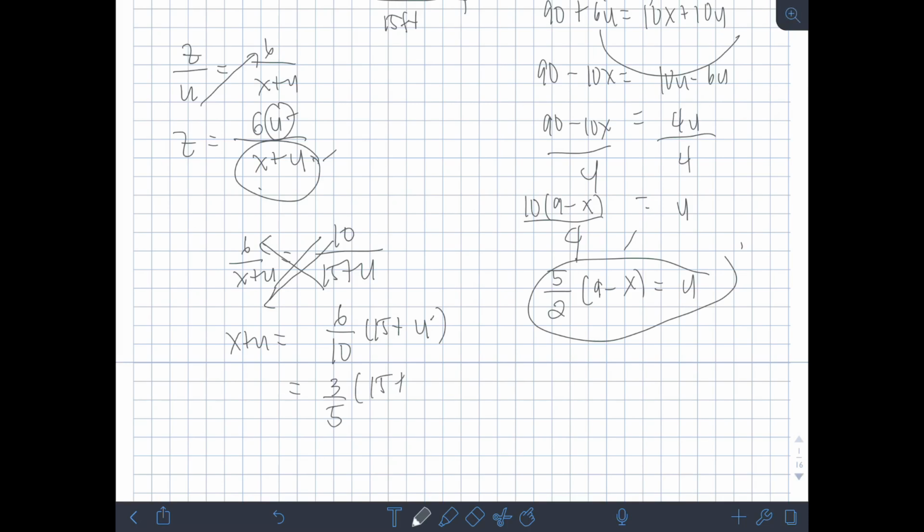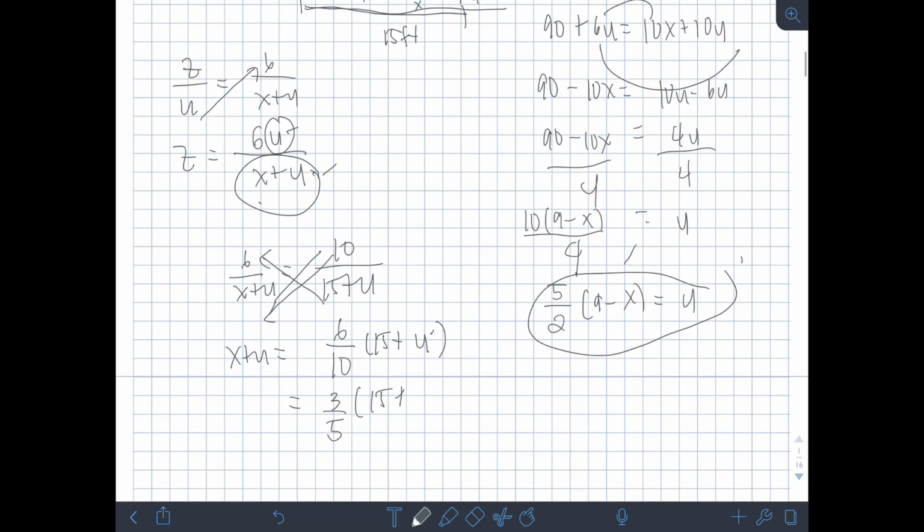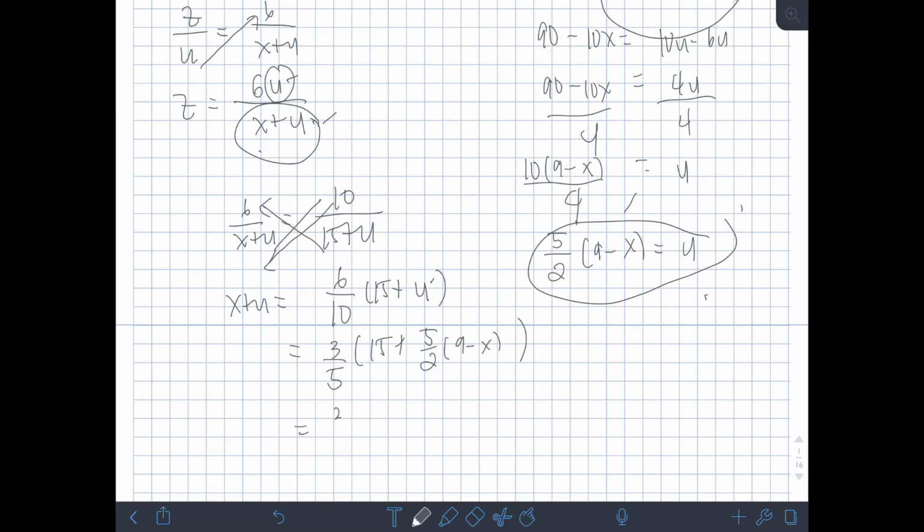15 plus u, substitute natin yung nakuha natin dito, yung 5 over 2 times 9 minus x. So we have 3 over 5 times 15, single fraction na lang, so we have over 2. So 2 times 15 is 30 plus, ito magiging 5 times 9 minus x na lang, so 5 times 9 is 45. Distribute ko to, magiging 5 times negative x is negative 5x.